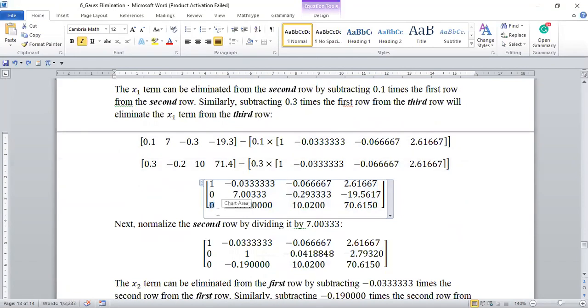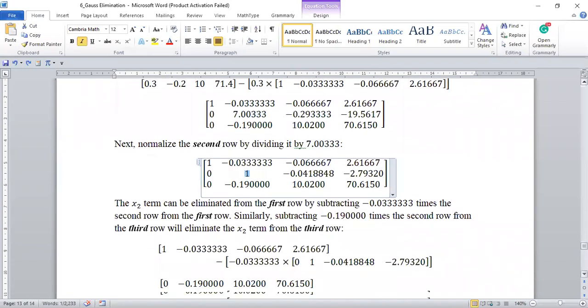So we are moving forward. Here is 1, 0, 0. The next step is to convert this to 1. So what you just do is divide the second row by this coefficient. And once you divide it by this coefficient, you've converted it to 1. So it's going to cut across all the elements of the row.